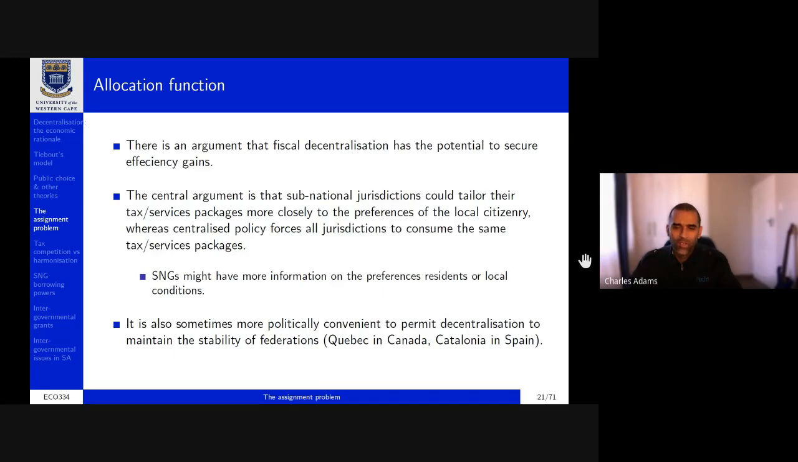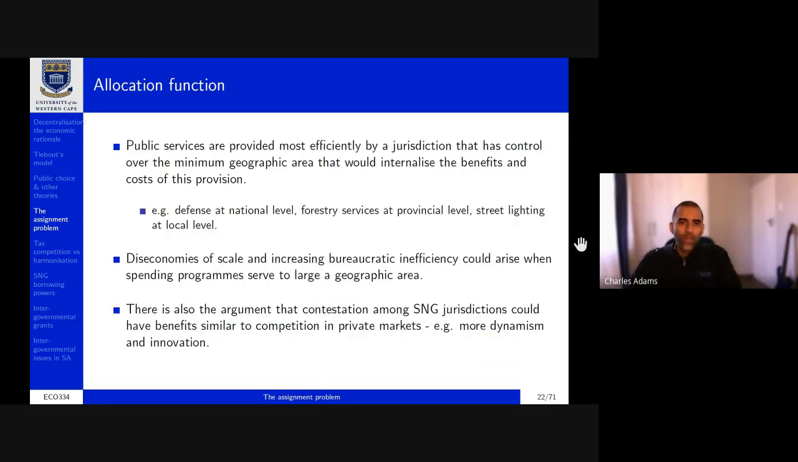And one way of countering this, let's say this movement gains a lot of steam and it becomes politically problematic, one way of countering this for the national government is to assign more authority. So give the provinces more taxing capacity and more policy-making decision capacity and that sort of thing, right? Okay, public services are provided efficiently by a jurisdiction that has control over the minimum geographic area that would internalize the benefits and costs of this provision.